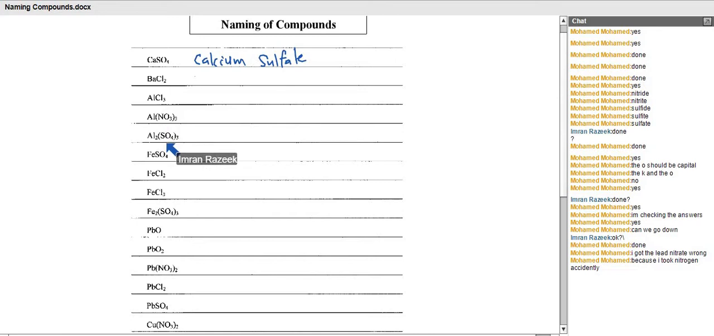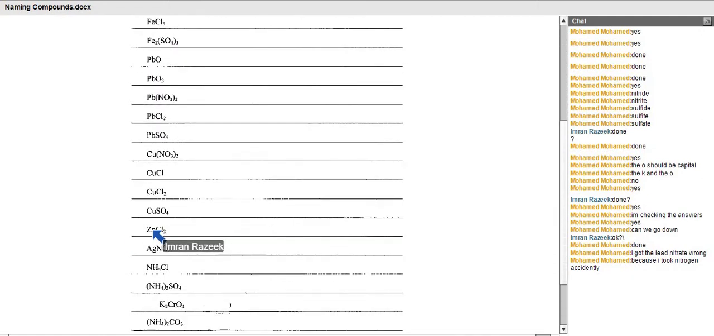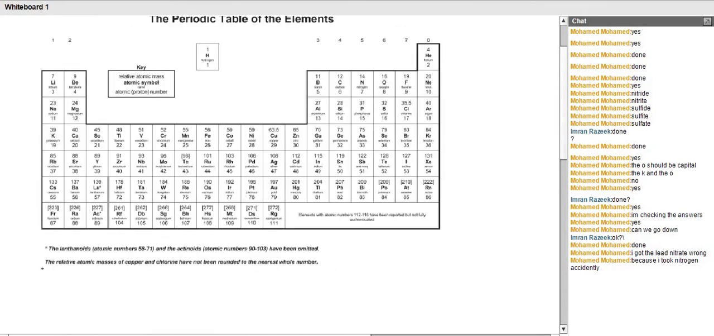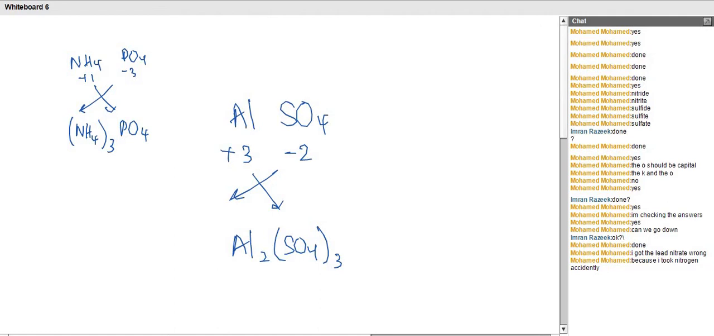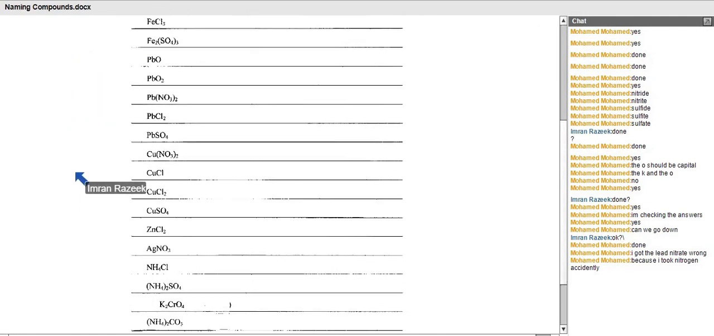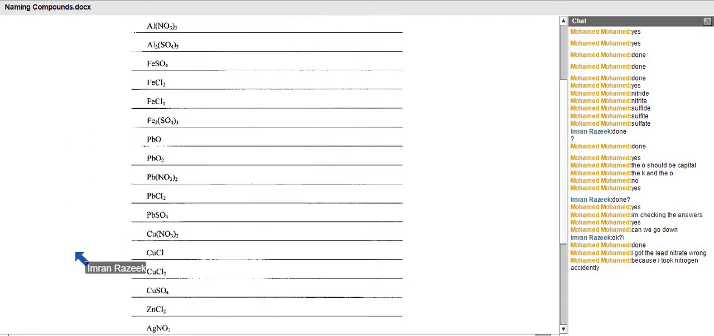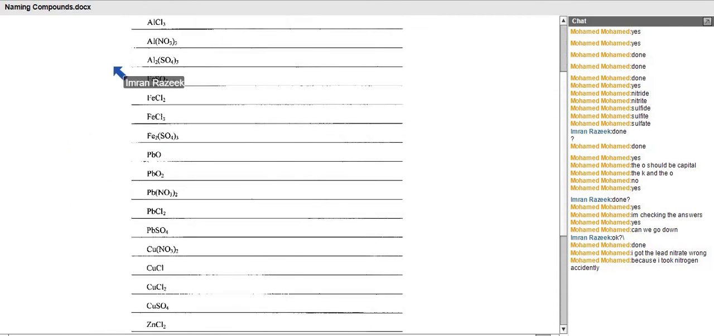Aluminium nitrate, aluminium sulfate. But when it comes to the multivalency elements, like iron, lead, copper, zinc is not multivalency. I explained zinc, the first and the last, they're not multivalency. There is no need for you to write the valency in brackets. But if it is a multivalency element, you have to write the valency in capital Roman numerals in brackets. Which means, I can't say, for example, this as iron sulfate. If I call this iron sulfate, it is wrong.